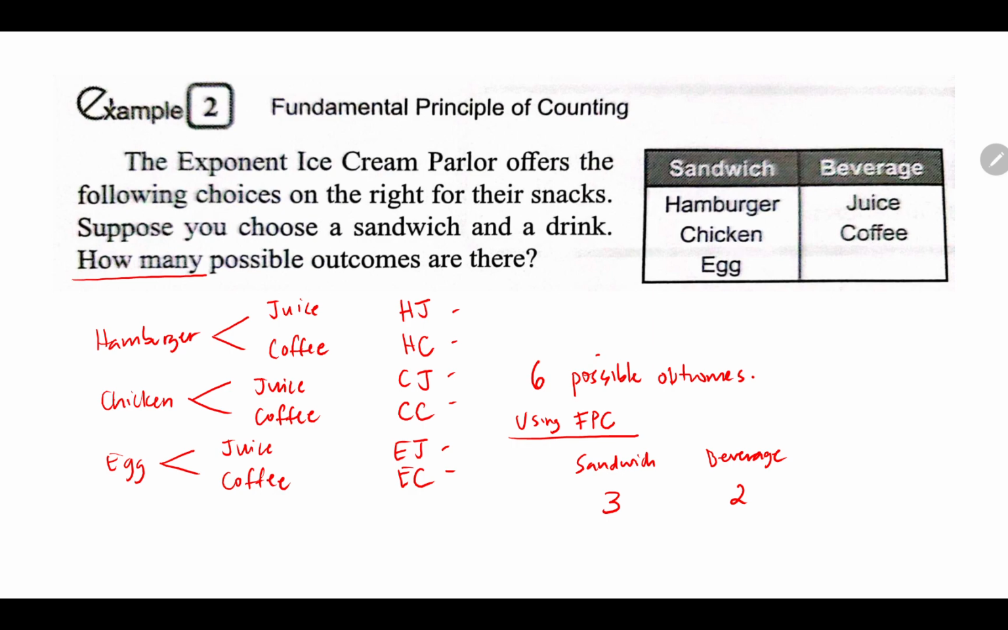So one thing can occur in m ways, so this will be your m. And the second thing can occur in n ways. Therefore, in order for us to solve the possible outcomes, we just simply multiply. So 3 times 2 gives us 6. Therefore, based on the tree diagram that we just did a while ago, we can conclude that we have the same answer from the tree diagram, and that is 6 possible outcomes. So that's how we use the fundamental principle of counting.